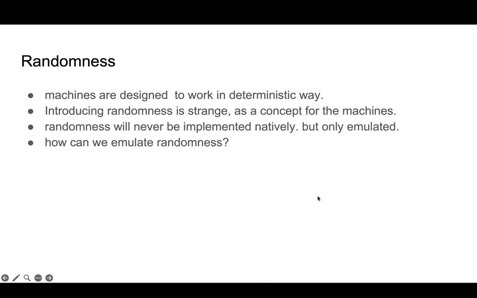So first thing is I'm going to talk about how machines are designed to be deterministic for the most part. And when we introduce randomness, it is a strange concept for the machine, not only when generating random numbers, but also when handling randomness. So randomness will never be implemented natively in a machine, but rather it should be emulated through the whole mathematical framework that we have. And the question is how can we emulate randomness? As I said, you just need to calculate explicitly the random steps or the pattern that the problem you're trying to resolve has.